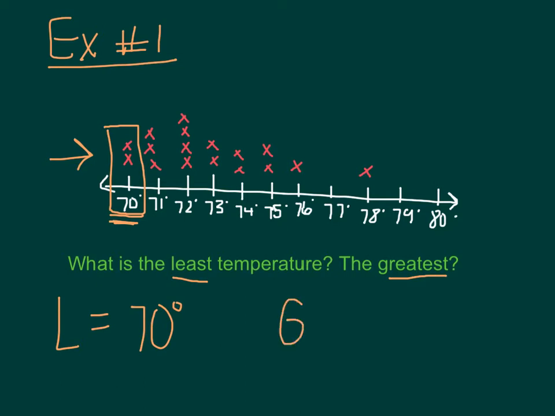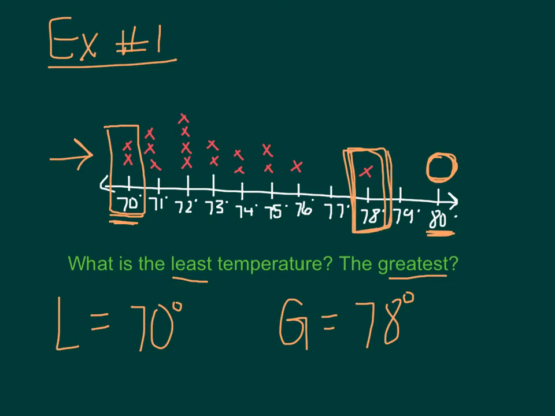And the greatest temperature is going to be 78. Now, I know you might have thought the greatest temperature would be 80 because that's where the number line ends, but we don't have any x's there. Our x that is the greatest is over the 78. It's the last number that has an x.